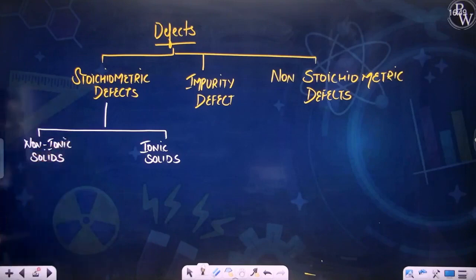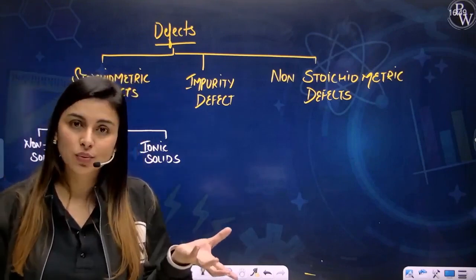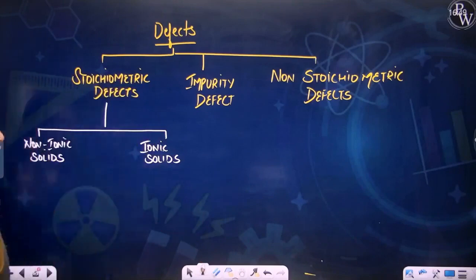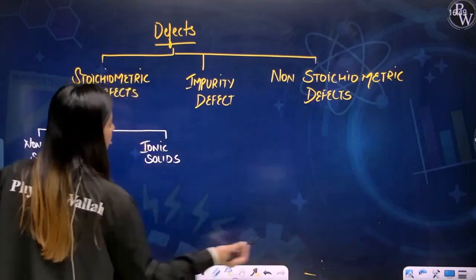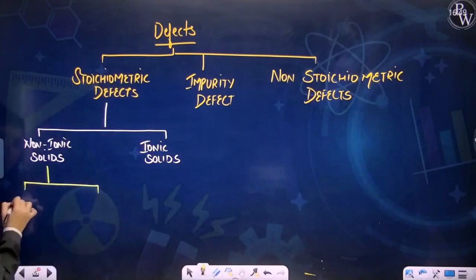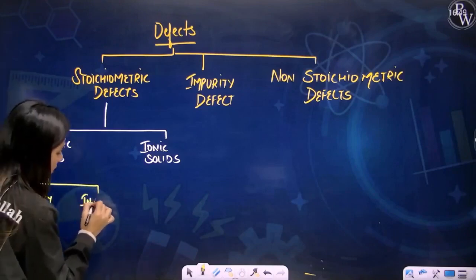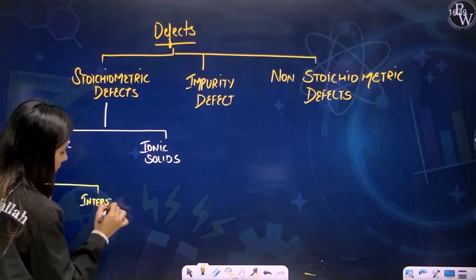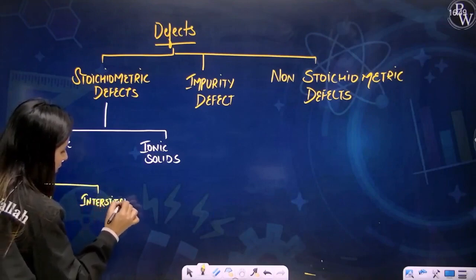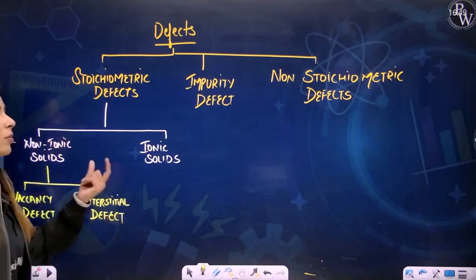Now, if we talk about non-ionic solids, they will not have cations and anions individually, right? Here, my dear students, the two types of defects are classified as vacancy defect and interstitial defect. Okay, now let's talk about ionic solids.